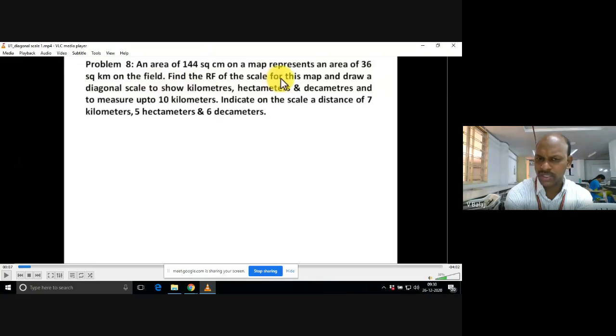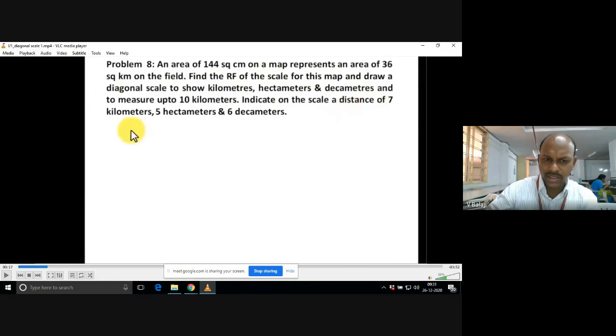So 144 square centimeter on a map. Map means it's nothing but a drawing, right? So that is the drawing size. But remember, it is given in square centimeter. Units are important because we need to convert into the same units to get the final representative fraction, RF. The area of 36 square kilometer on the field means its actual area, its actual object. So that is the ratio. You calculate whether you have to take the square root or cubic root here.